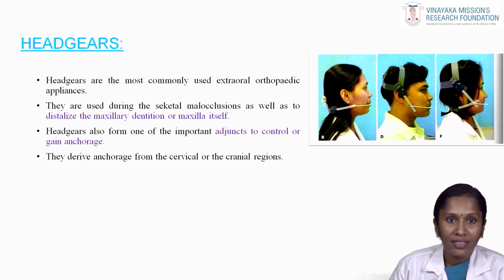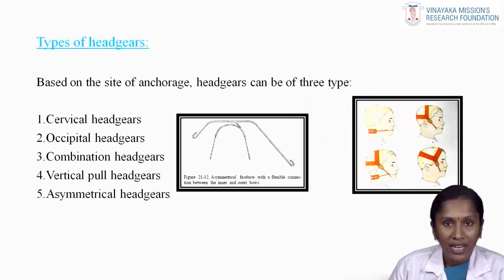They are used in skeletal malocclusion as well as to distalize the maxillary dentition or the maxilla itself. Headgears also form one of the important adjuvants to control or gain anchorage. They derive anchorage from the cervical or the cranial regions. Coming to types of headgears, based on the site of anchorage, headgears can be of three types: cervical headgear, occipital headgear and combination headgear. Another two types are vertical pull headgears and asymmetrical headgears.